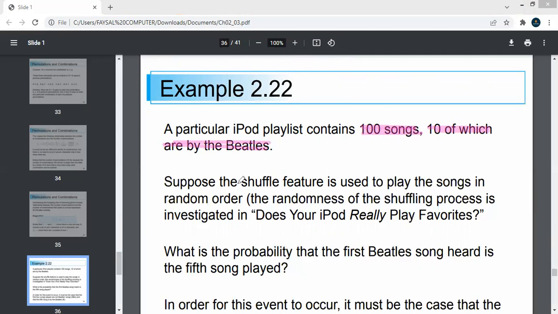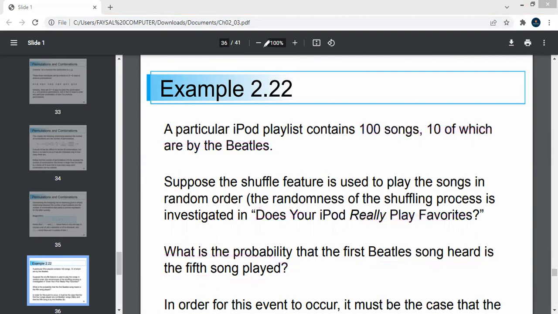Suppose the shuffle feature is used to play the songs in random order. The randomness of the shuffling process is investigated in "Does Your iPhone Really Play Favorites?", which is basically used to check the randomness of the shuffling process. So what is the probability that the first Beatles song heard is the fifth song played? How to find the answer for this one?